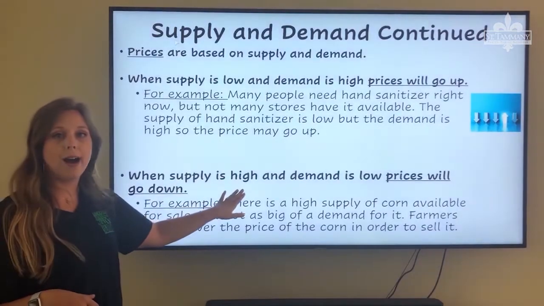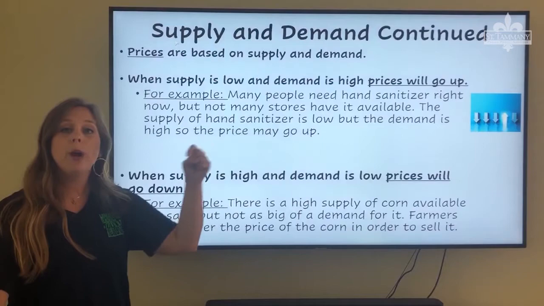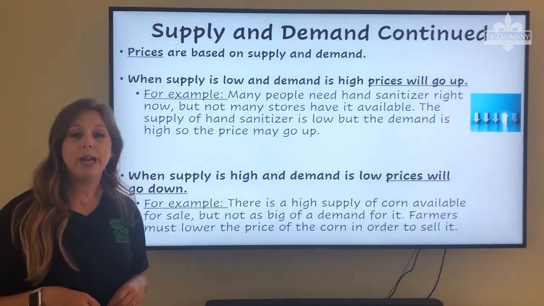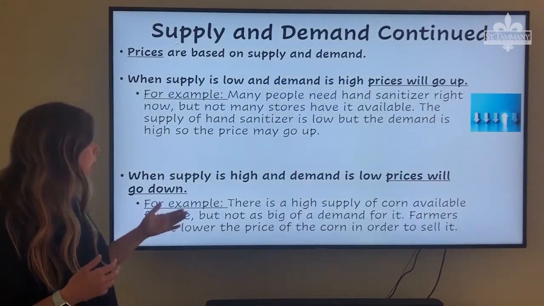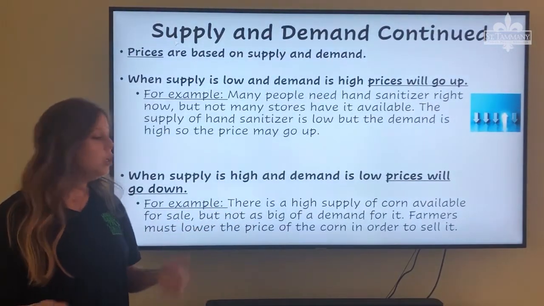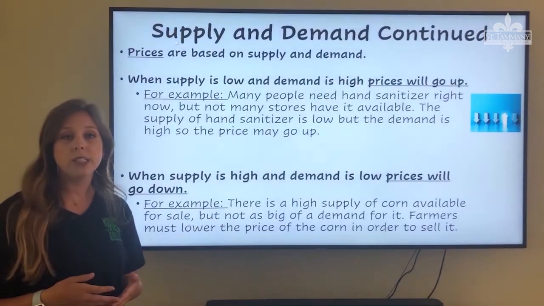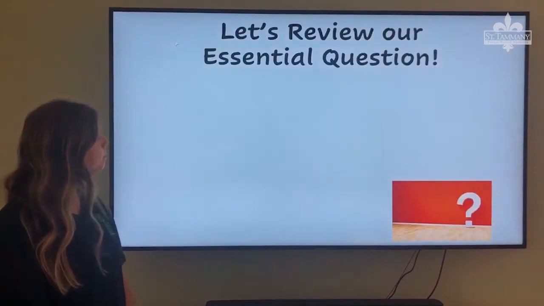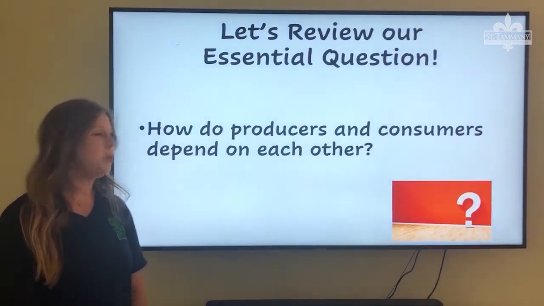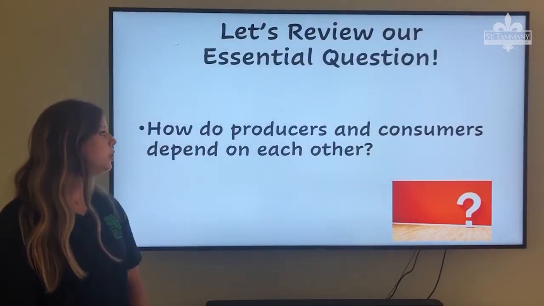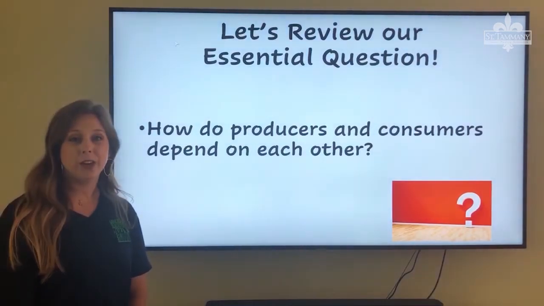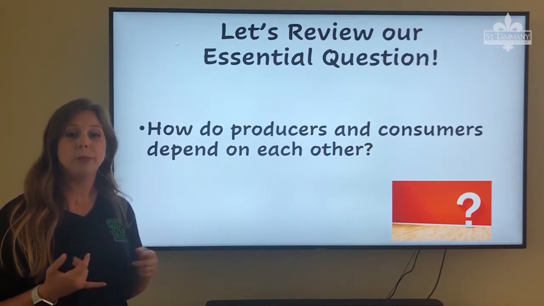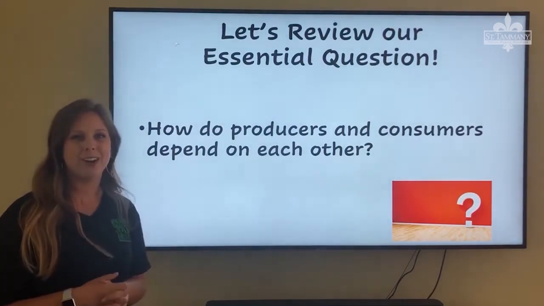When the supply is high and the demand is low, the prices will go down. So an example for this, there might be a high supply of corn available at farms, but there might not be a big demand for it. So farmers might have to lower the price of corn in order to sell it to the people in their community. So let's review our central question one more time together. How do producers and consumers depend on each other? So we'll take a virtual field trip to Miss Heather's strawberry farm, where Miss Hubble and Miss Shoemake will talk more about our essential question.